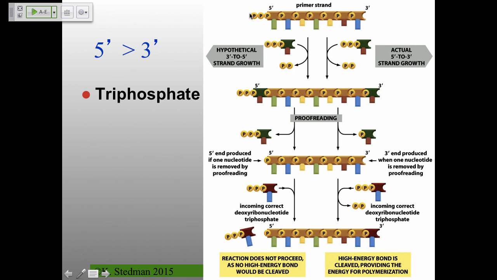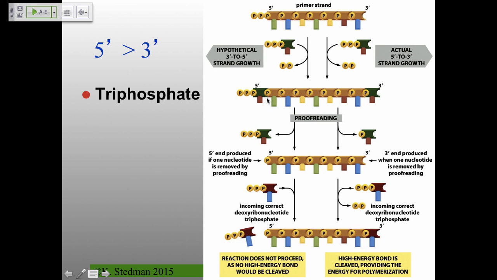We always know we've got a 3' and 5' linkage. Here we have a hydrolysis of pyrophosphate. Add on your nucleotide. Here's a nucleotide. You can continue here because you've got pyrophosphate. Put on another nucleotide.